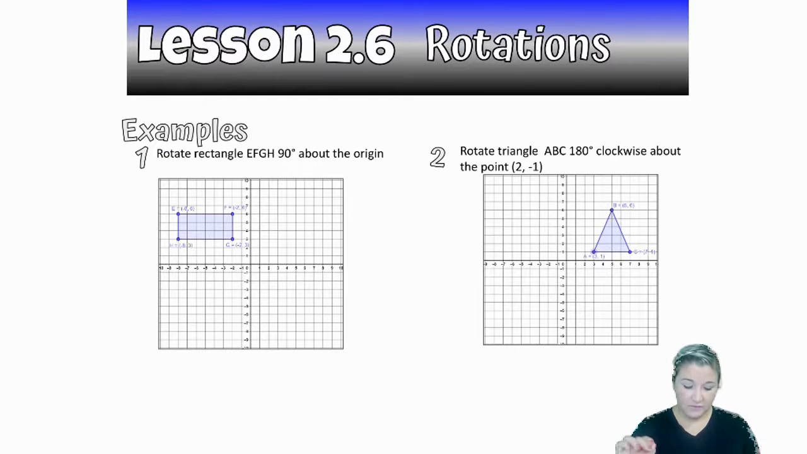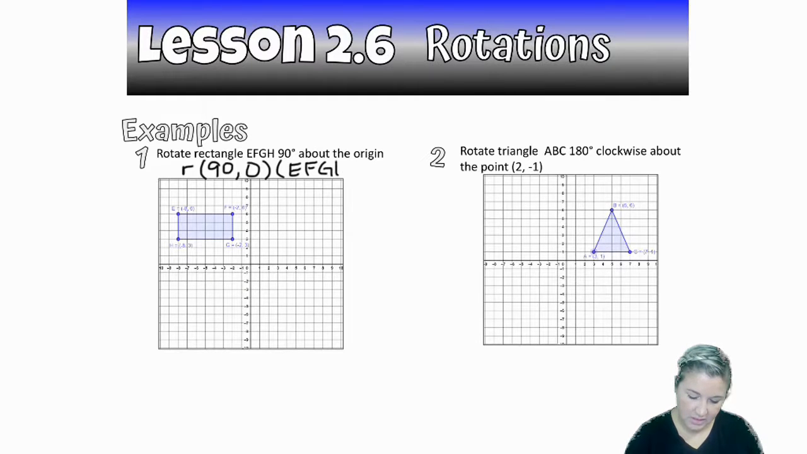We're going to rotate the rectangle EFGH 90 degrees about the origin. That's how you say those. If I were to write this in coordinate notation, it's a rotation 90 degrees about the origin, figure EFGH. That origin piece is really important because you probably haven't seen this before, but we're going to rotate about a point, so it's important that you know what point you're turning around.